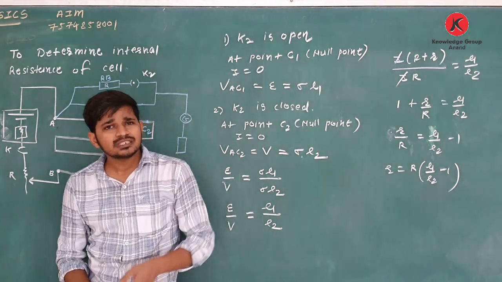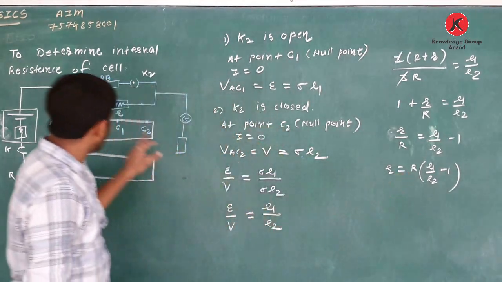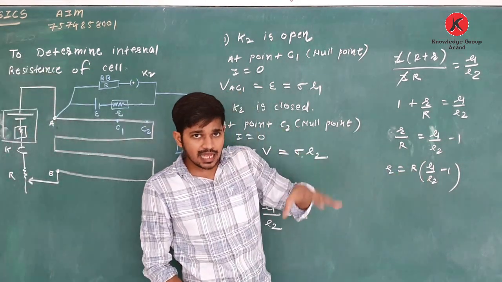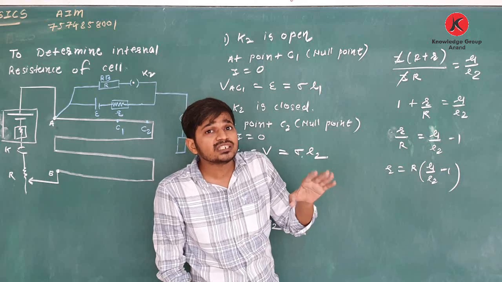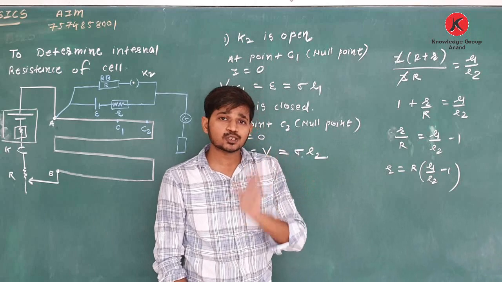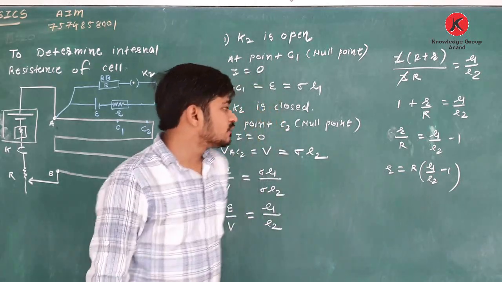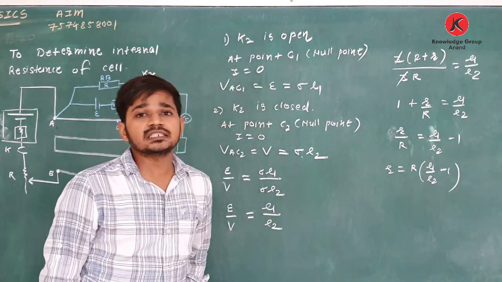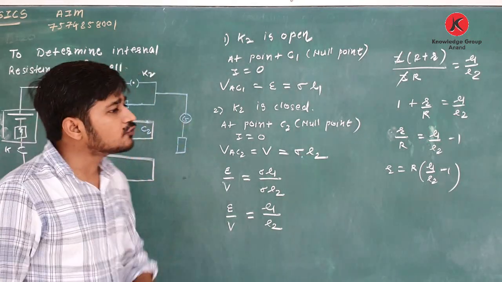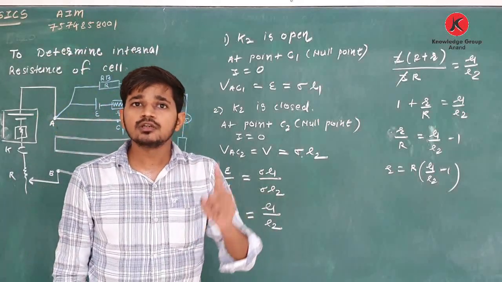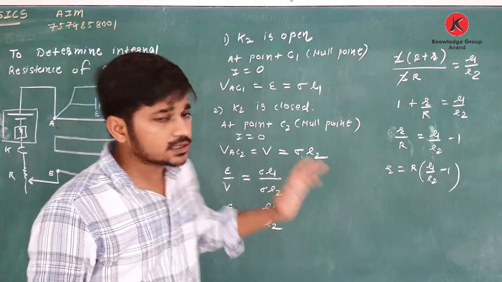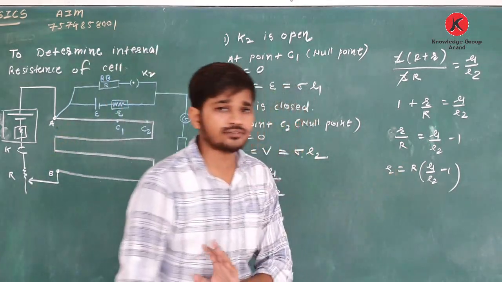Now what are R, L1 and L2? Simple. See, this R is the value of this resistance box. L1 is the null point length when the switch is open, and L2 is the null point length when the switch is closed. So you have to remember this equation to find the internal resistance of a cell. Clear about this? So this is all about the uses of the potentiometer. The first use is to compare the EMF of cells, and the second use is to determine the internal resistance of a cell. You have to remember this equation.